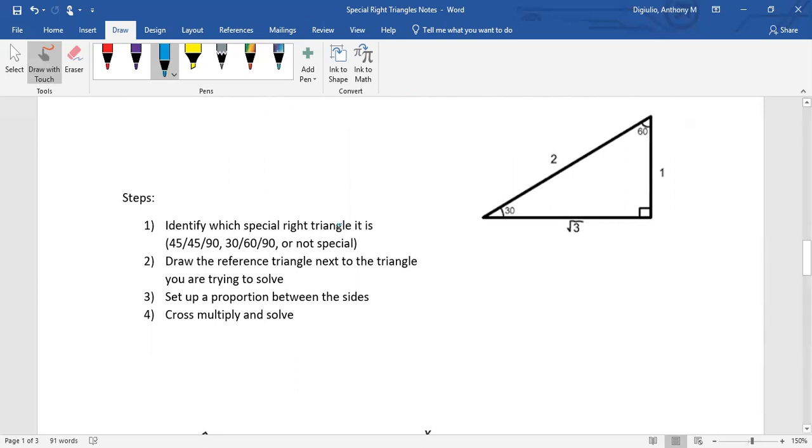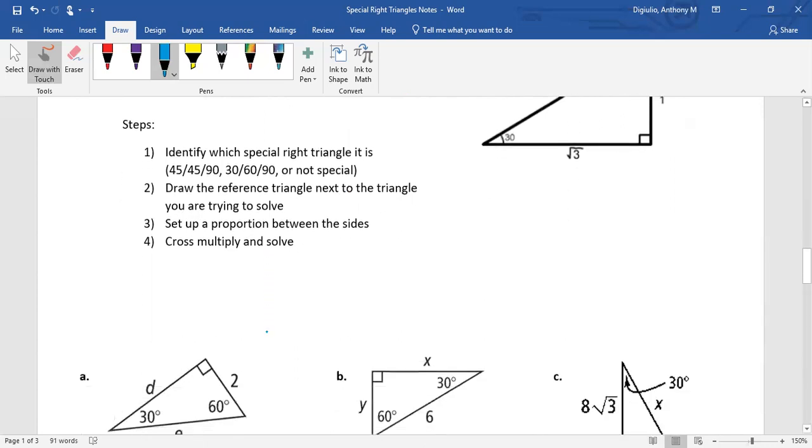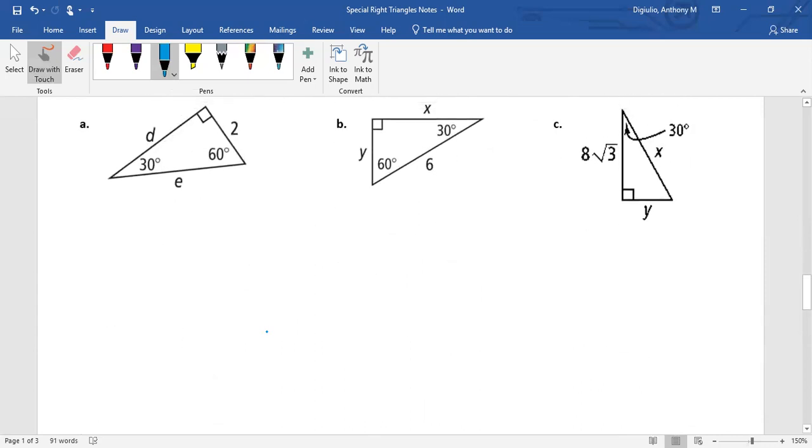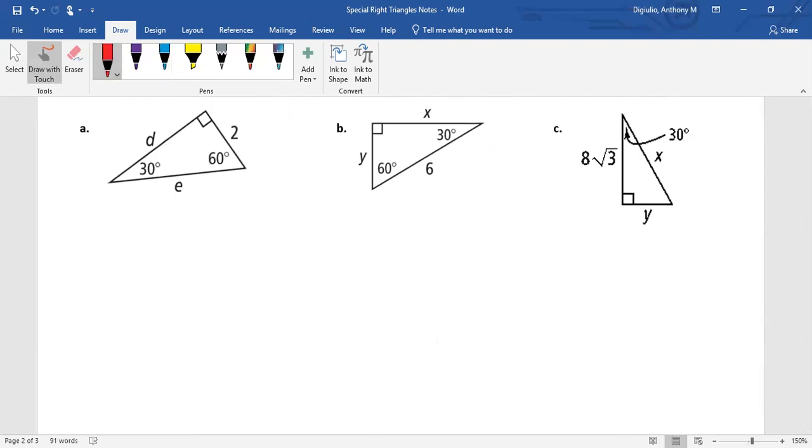So, just like before, steps are going to be the exact same. We're just using a different reference. So, in this problem here, I'm going to start by drawing my reference, because I know it's a 30, 60, 90. I'm going to just draw that reference right below. So across from my 30, I said was a 1. Across from my 60 was going to be a root 3. And across from my right angle is going to be a 2.